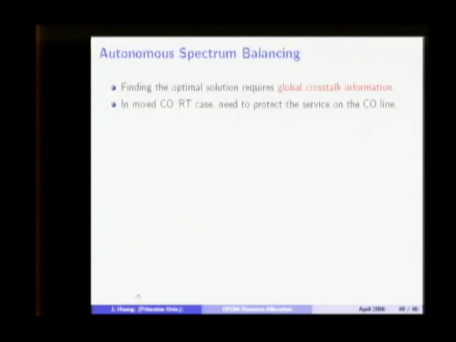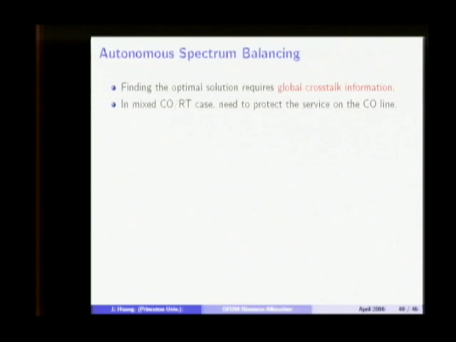So how does that happen? First, let's think about what we need if we want to achieve something close to optimal. Mathematically, we need the global crosstalk information across all lines, 50 lines in the binder. However, that is just not feasible. On the other hand, we know that in the mixed CO-RT case, which is the performance bottleneck, what we really need is to protect the CO line, which is the victim. The RT doesn't need protection because the CO is not generating interference to itself. And this intuition applies for the multiple CO, multiple RT line case as well.